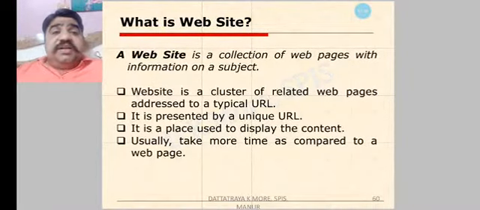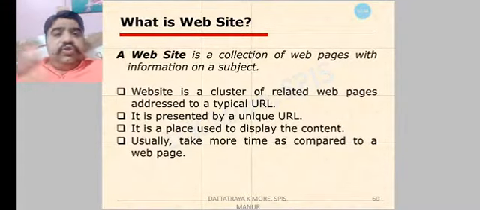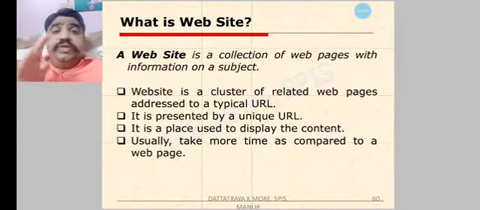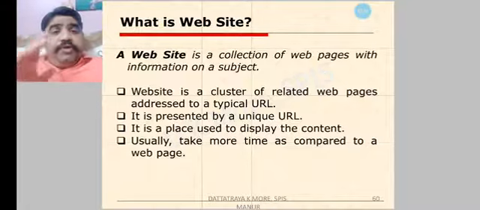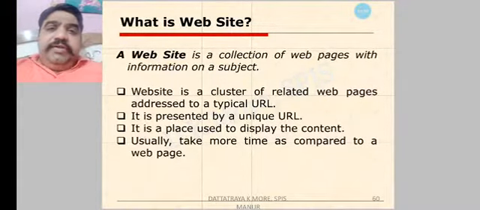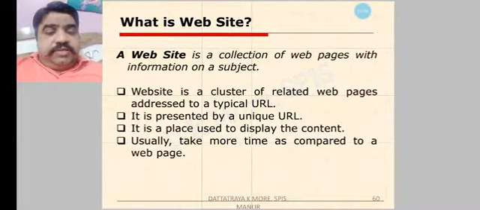A website is a collection of web pages with information on a particular subject, like our school's website. In that, so many web pages are there. In all those web pages, our school's detailed information is filled in, department to department or activity-wise, for example academic, sports, class-wise.